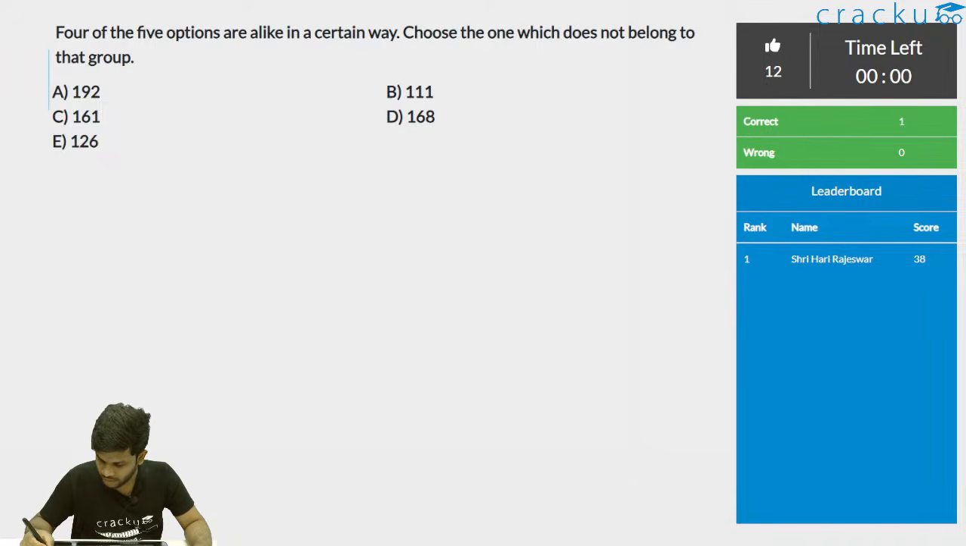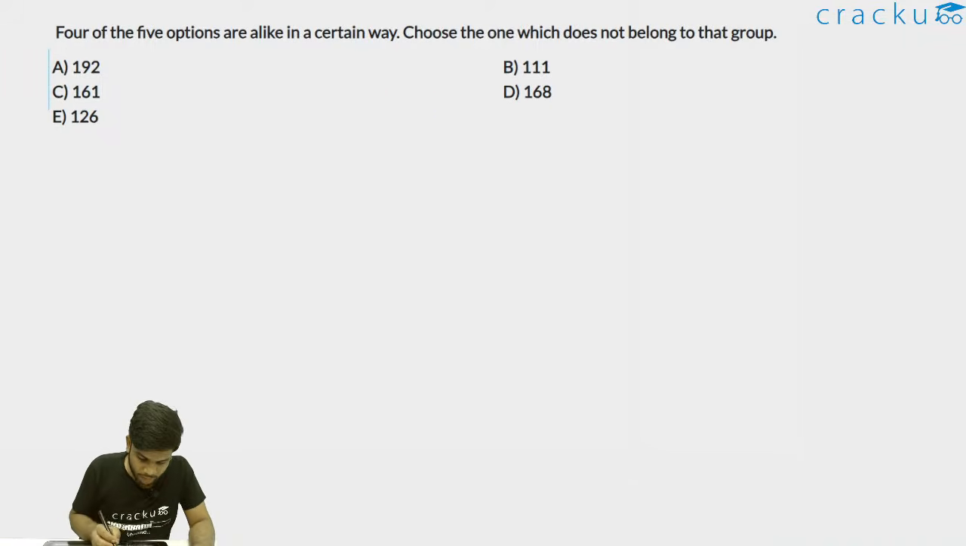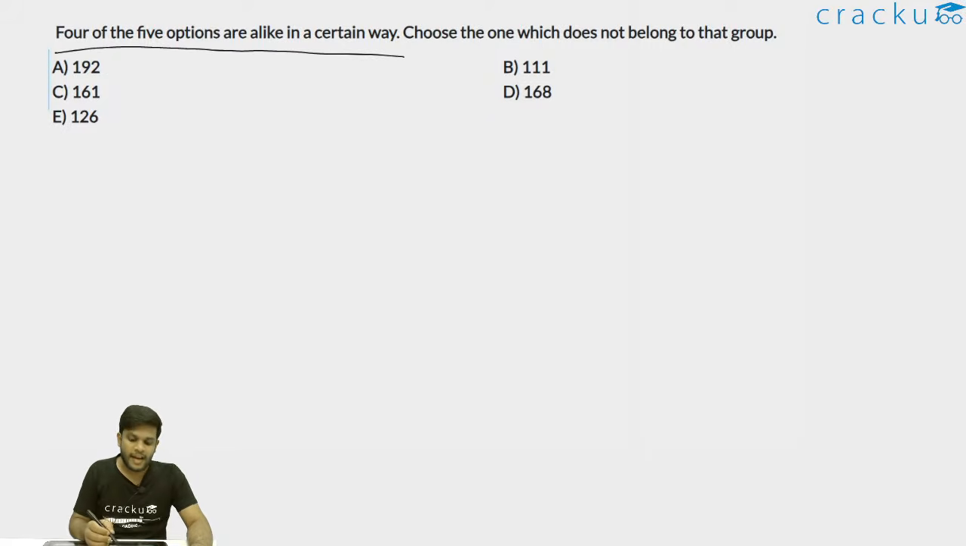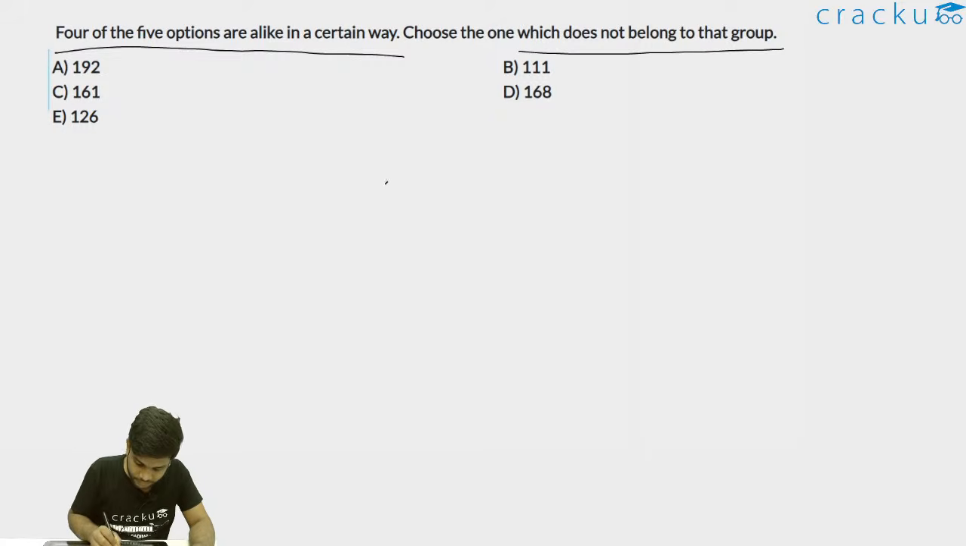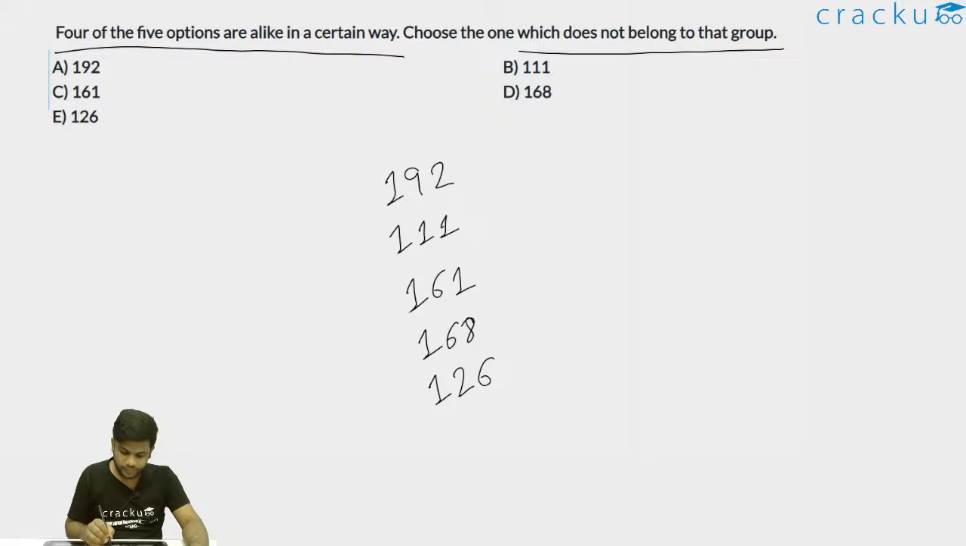Okay, so let's look at the question. It is given that 4 of the 5 options are alike in a certain way. That means 4 of the 5 numbers which are given here are similar to one another. We have to find which one does not belong to the group. So that means we have to find the odd one out. So again 192, 111, 161, 168 and 126.